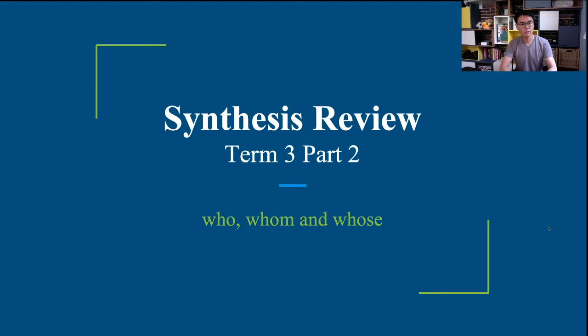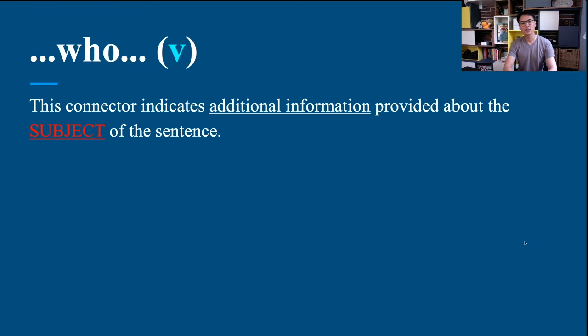So follow me, bear with me as I go through these structures because they can be rather confusing, the troublesome trio, who, whom, and whose. Alright? So first of all, who. Notice in the bracket V, that stands for verb. So the word that comes immediately after the connector who is very often a verb, right? So the subject indicates additional information provided about the subject of the sentence. So in this case, the subject that comes before the word who is going to be given more information when I add the word who.